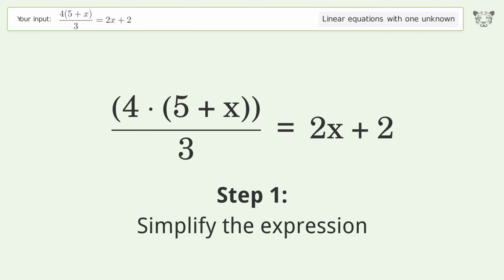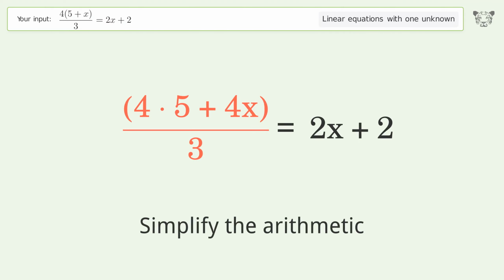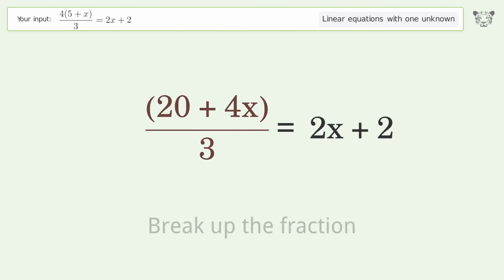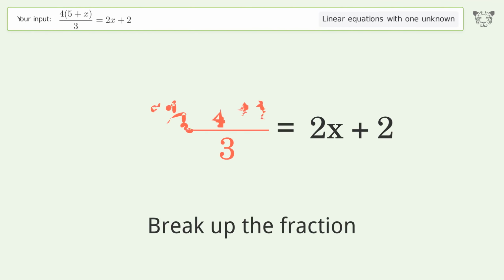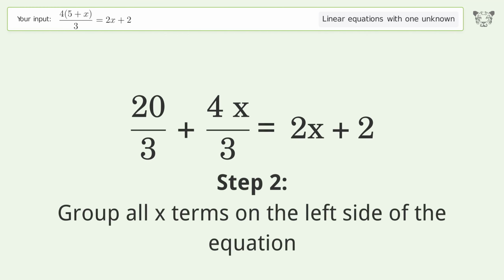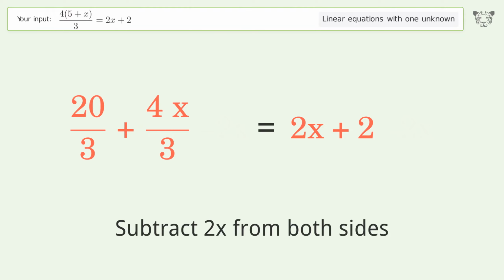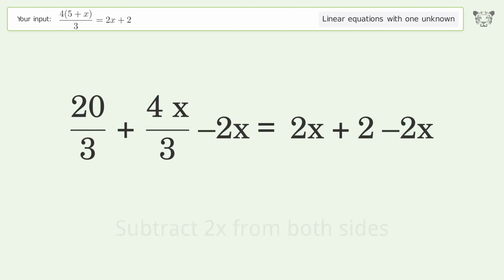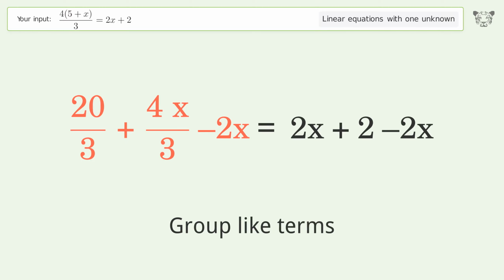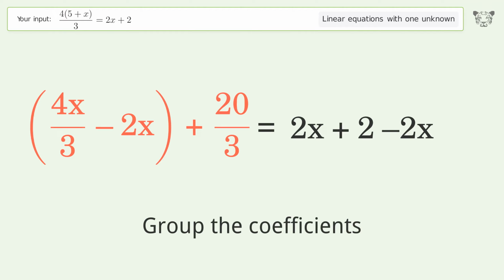Simplify the expression. Expand the parentheses. Simplify the arithmetic. Break up the fraction. Group all x terms on the left side of the equation. Subtract 2x from both sides. Group like terms. Group the coefficients.